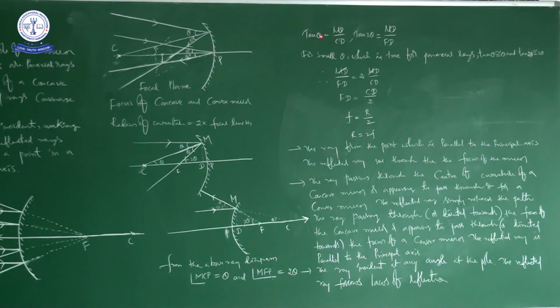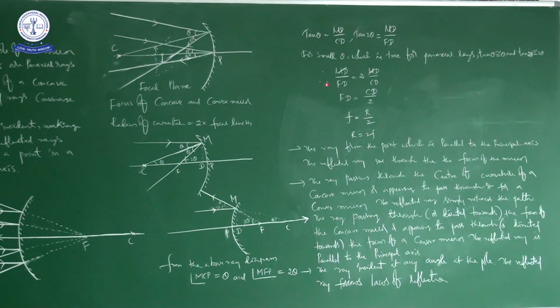Then we can write tan theta is equal to MD by CD, and tan 2 theta is equal to MD by FD, right? Here itself, for smaller values of theta, which is true for paraxial rays, I already told you, tan theta is approximately equal to theta and tan 2 theta is approximately equal to 2 theta, right? So substitute these two things here. Then what can we write? Theta is equal to MD by CD and 2 theta is equal to MD by FD.